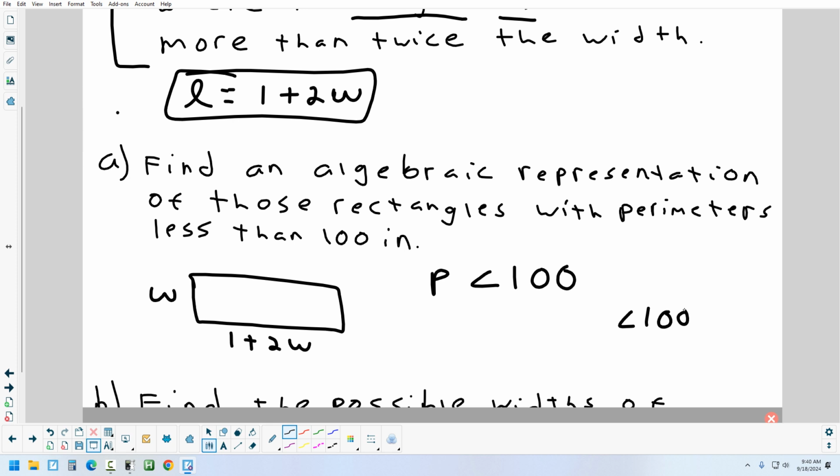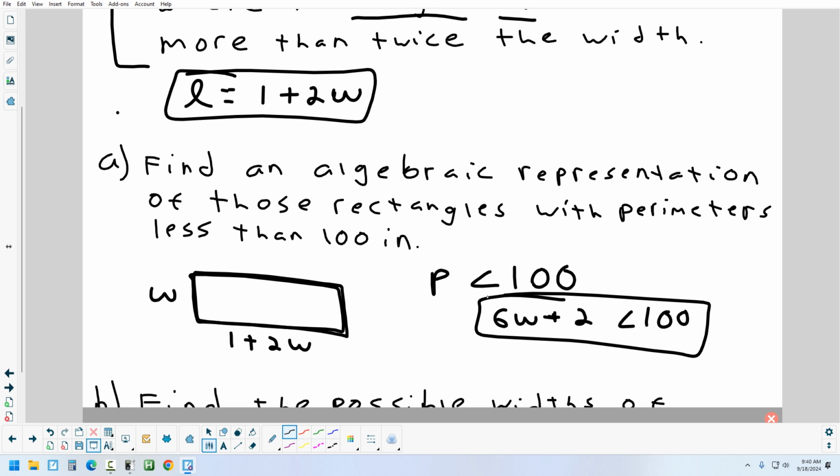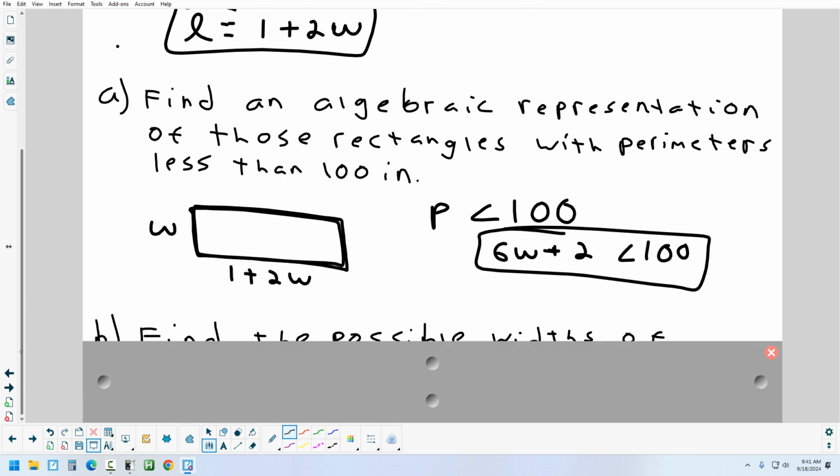Yeah. Would it be 2w plus, like, 2 parentheses 1 plus 2w? So did you add up this side, this side, this side, and that side? Yeah. Okay, what would you get when you combine all your like terms? 6w plus 2. Perfect. Yep, exactly. So it says find an algebraic representation. There you go. 6w plus 2 is less than 100.